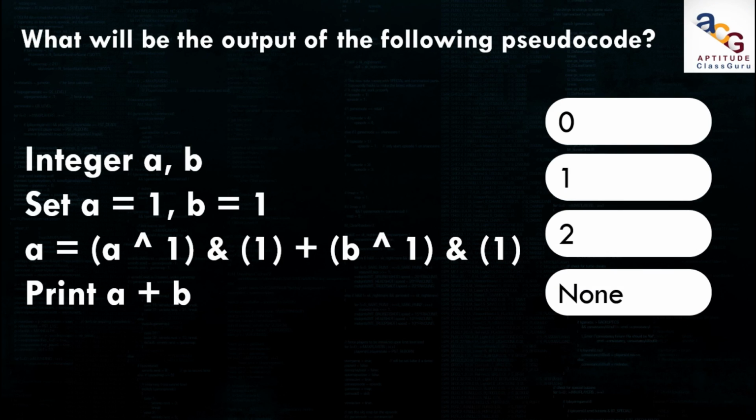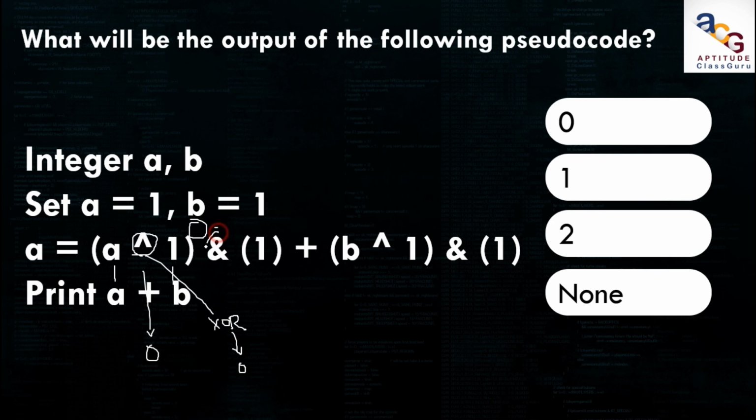Set A equal to 1, set B equal to 1, A equal to (A ^ 1) and (1 + B) ^ 1 and 1. This problem is based on bitwise operators, so we'll go directly through them. What does this symbol reflect? XOR. If both inputs are the same, XOR gives 0. So A is 1, and 1 XOR 1 gives 0. Here the result is 0 and 1.